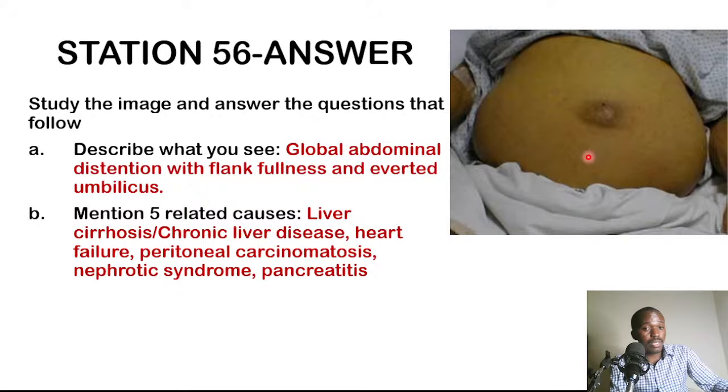You see it in heart failure. You can see ascites in heart failure. You can see it in peritoneal carcinomatosis, where a tumor spreads to the peritoneum. You can also see it in nephrotic syndrome. You can see it in pancreatitis.